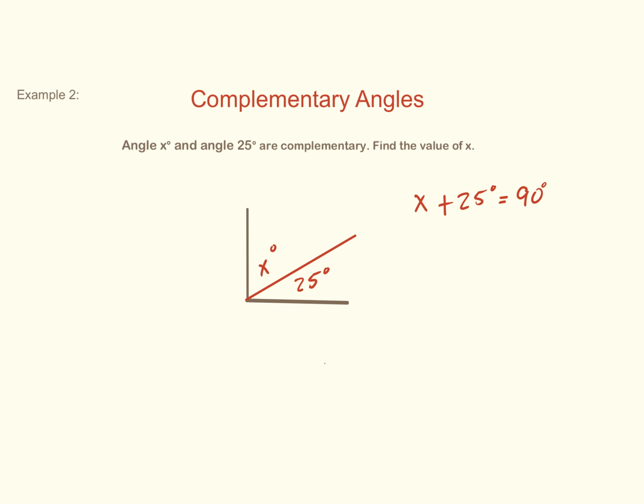Now we're going to be solving for X, so we're going to subtract 25 from both sides to isolate the variable, and now we get X is equal to 65 degrees. Okay, and to prove your work, just add 65 plus 25 and you get 90 degrees. So we know that the value of X is 65, and that's what we were looking for.